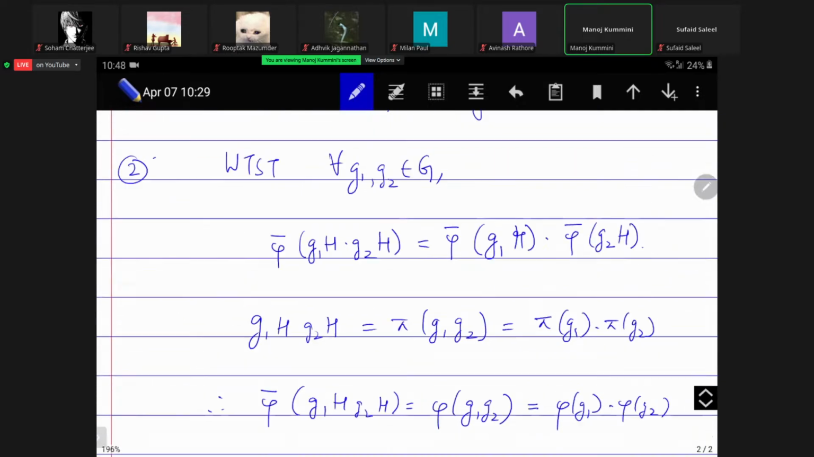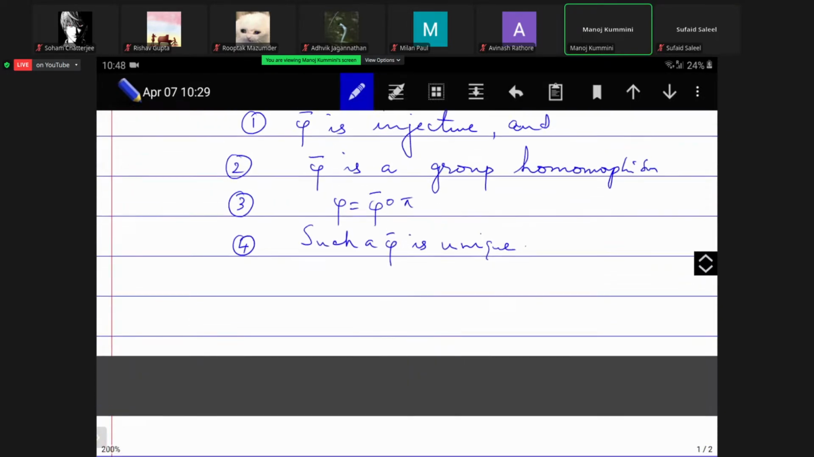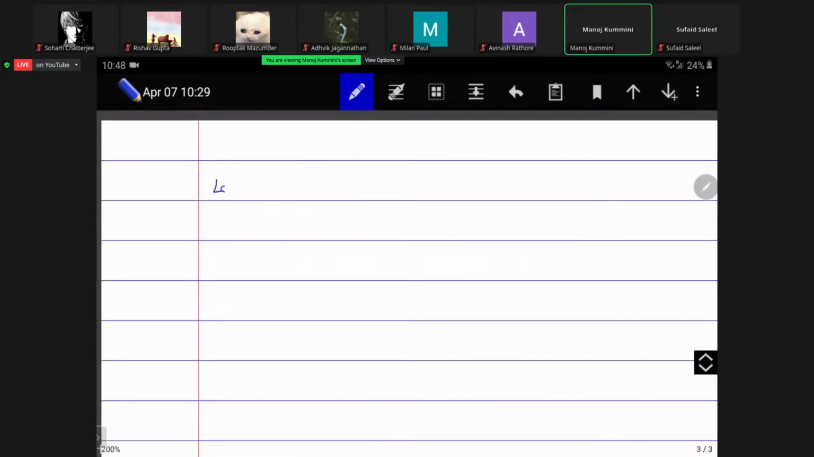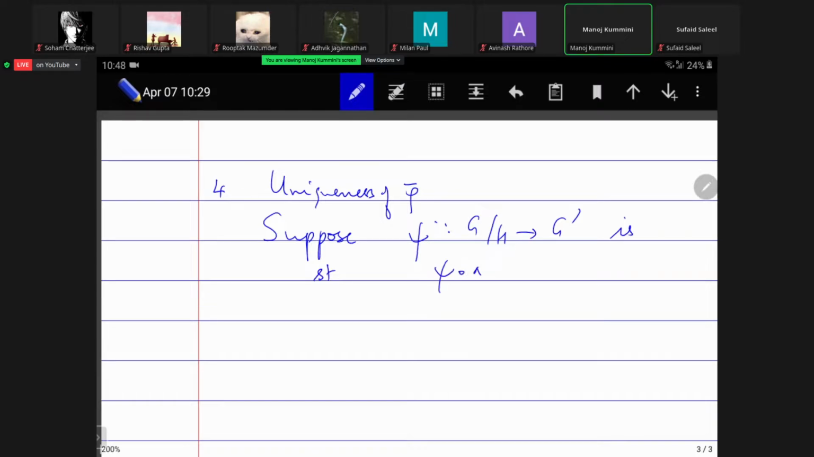So we have checked the first three parts of this thing, and the last part, uniqueness of phi bar. Okay. So suppose psi is another map from G mod H to G bar such that psi composed with phi is phi. We need to show that psi is phi bar.